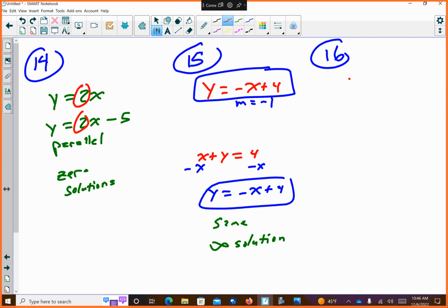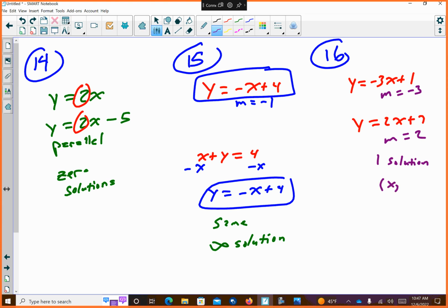All right. So last one, y equals -3x plus 1 and y equals 2x plus 7. Do I know the slopes of both of these? I know this has a slope of -3. This has a slope of 2. I have two different slopes. I guarantee these lines will cross each other. So how many solutions do we guarantee to have? We have one solution. We have some xy value that will work. Friends, how do we feel? We're good?